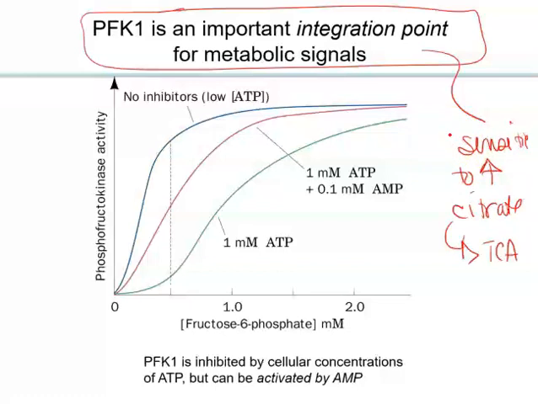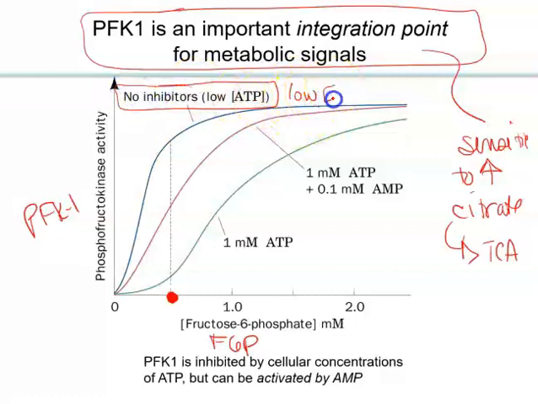For right now, take a quick look at this graphic. We have PFK1 activity on the y-axis, and we have fructose 6-phosphate substrate concentration on the x-axis. Consider just this amount of fructose 6-phosphate. So we're only going to consider along this line. When we have no inhibitors present, meaning low ATP, or again, low energy state within the cell, we have the highest level of PFK1 activity.